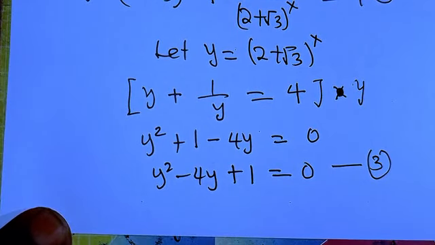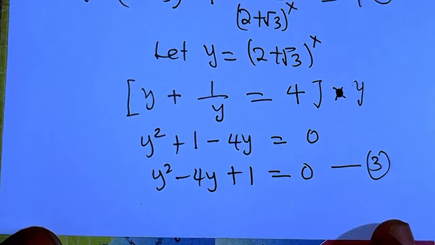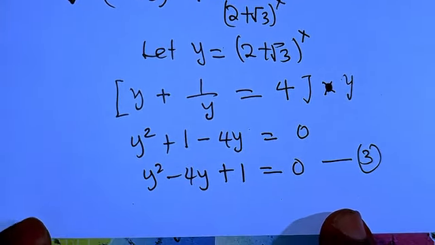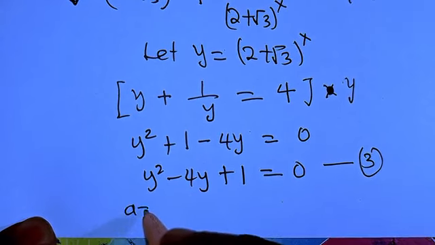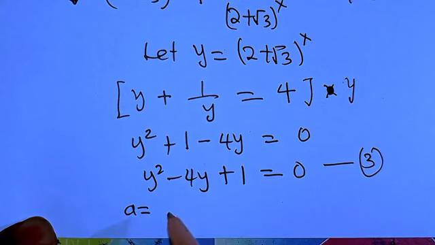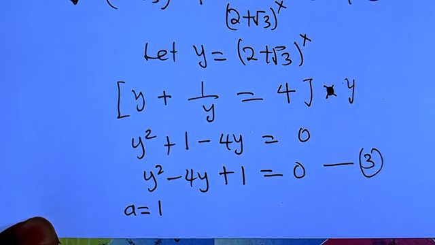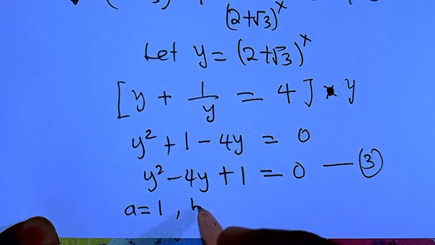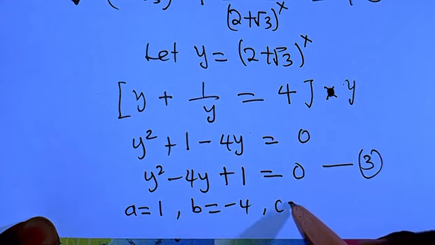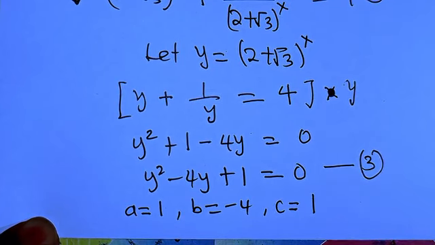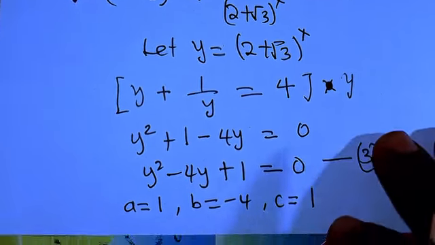So now here, by mere looking, we cannot use factorization. So let's use the quadratic formula to get the value of y. Therefore, the coefficient of the leading variable y squared is 1, b is minus 4, which is the coefficient of y, and the constant term c is 1. So we are going to put this in our quadratic formula and see what we are going to have.